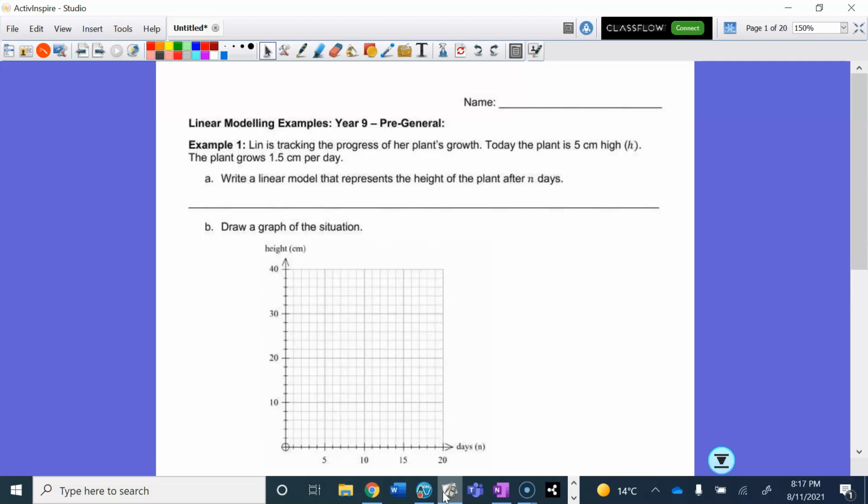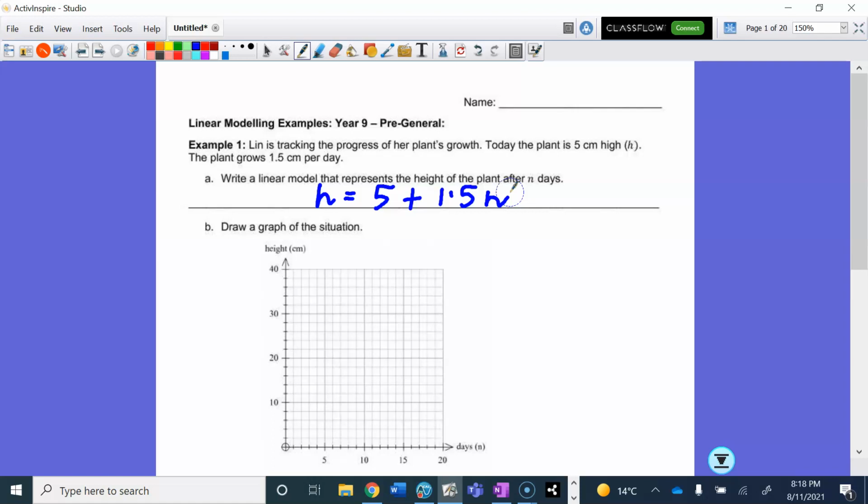So we're tracking the progress of a plant's growth. Today the plant is 5 centimetres high. The plant grows at 1.5 centimetres per day. Now we want to write a linear model that represents that situation. So we're talking about n days and h being the height of the plant. Really what I want is a rule for the height of the plant. So I would have my rule: height is equal to 5 centimetres plus 1.5 centimetres per day. Pretty easy to write that sort of a relation.